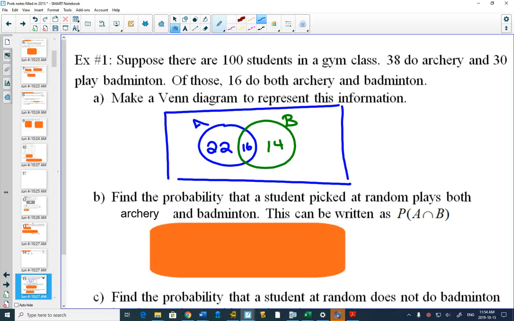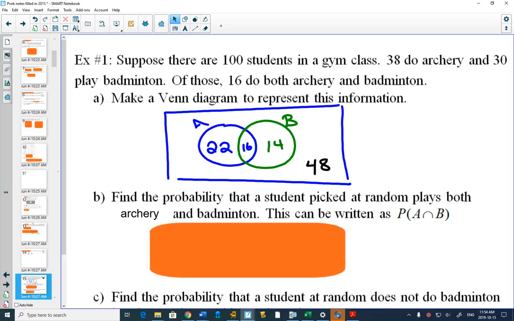How many people are outside of this? If we add things up, we're up to 52, right? How many people in total? There's 100 students. And so the Venn diagram lets us figure out these numbers easily. So now we can answer probability questions.